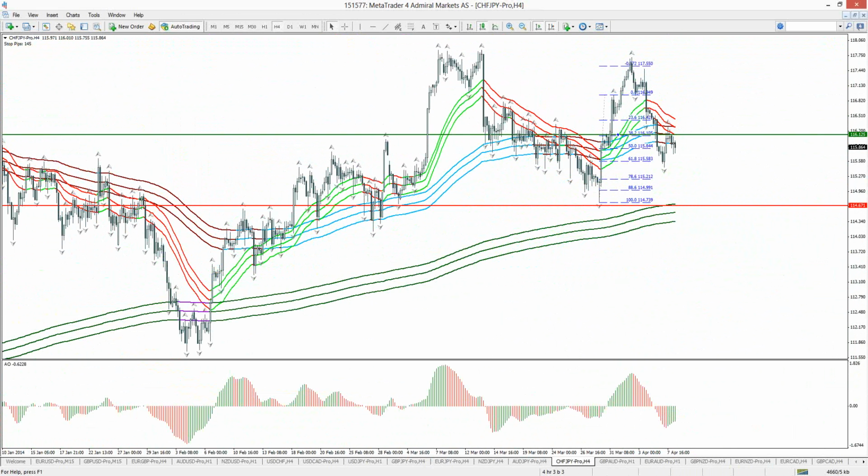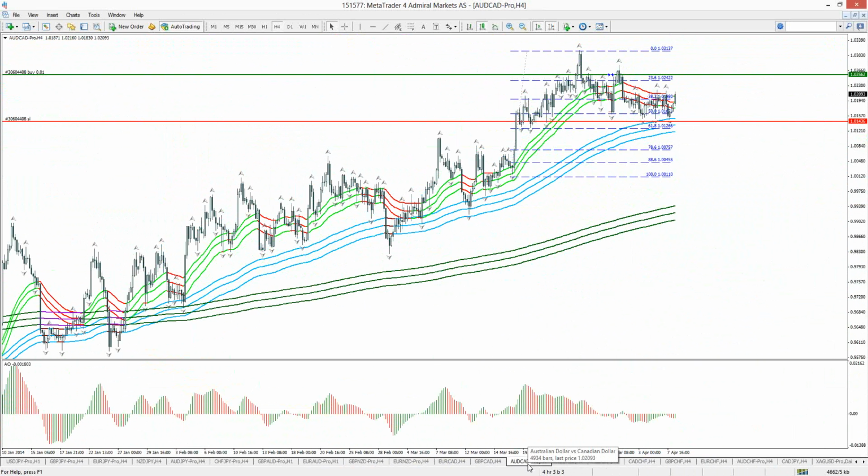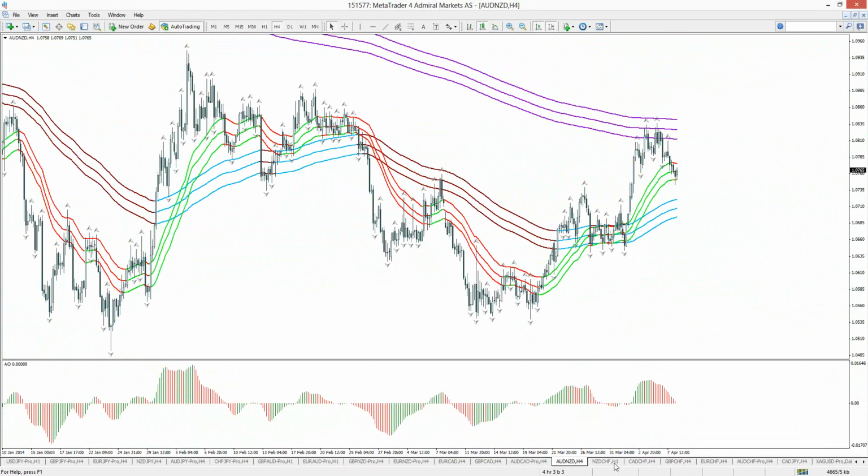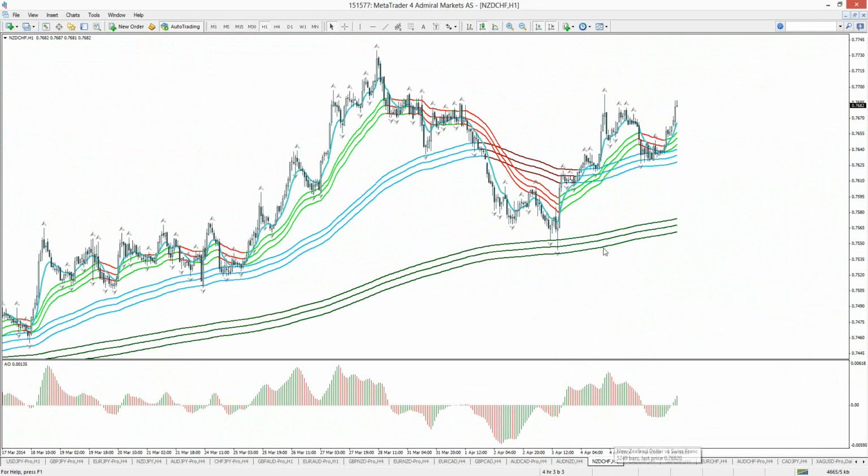Swiss yen is also less appealing. Aussie CAD is trying again to break to the upside. It's the only CAD that seems interesting because of the Aussie, of course. New Zealand Swissy as well, just like the Aussie Swissy. They're all teaming with the upside momentum.